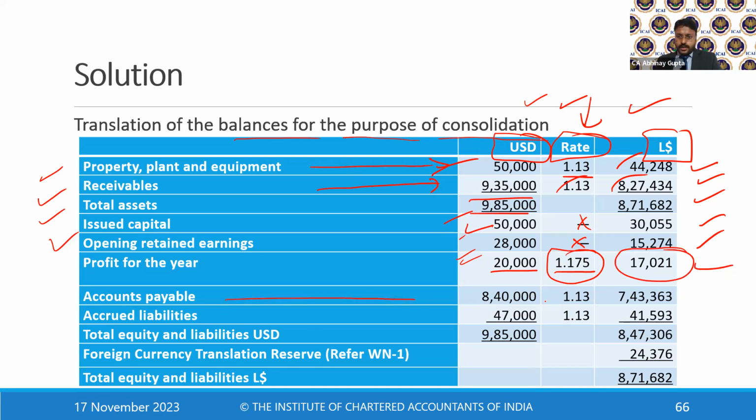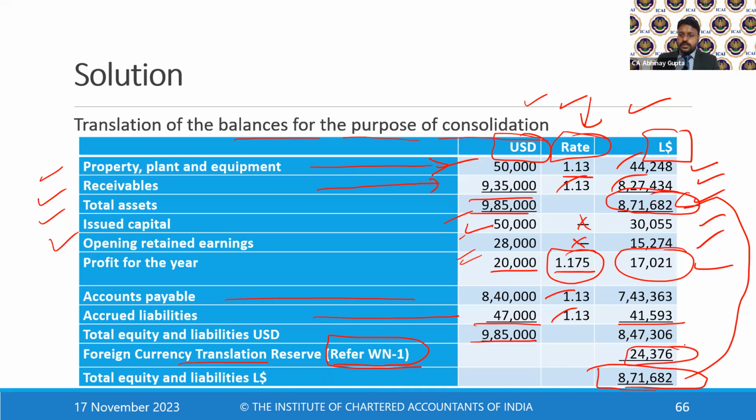Now, accounts payable, again closing rate; other liabilities, again closing rate; and this is the total equity and liabilities total, right? Here we will also total it up. Now, the foreign currency translation reserve, we need to account for that. We will discuss how this is arriving. And then lastly, the equity and liabilities total we will be giving here. So our balance sheet is tallied here, the same amount of assets and the same amount of equity and liabilities. Now we need to talk about how this is coming up.